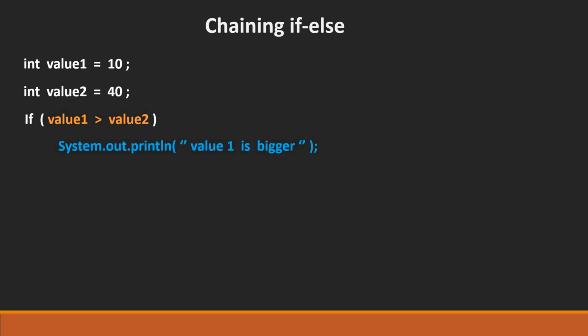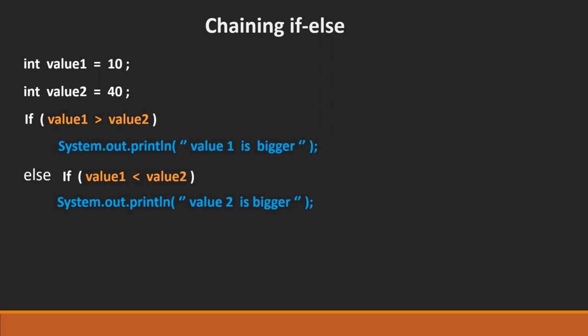So let's say we want to check the opposite condition. So we have the else keyword, and then we'll check to see if value 1 is less than value 2. Now in this case, that's true, so we'll go ahead and run that next line of code, which will print out that value 2 is bigger. But remember, we can also include an else with no condition. And this else would run if none of the previous conditions were true. So in this example, the code for the else would only run if value 1 and value 2 were the same.